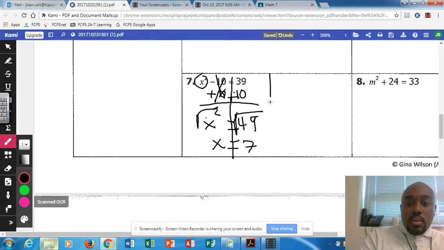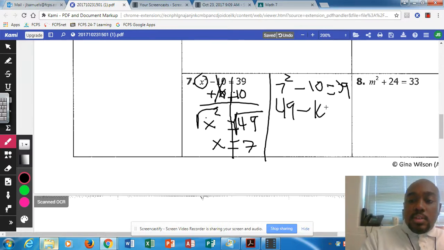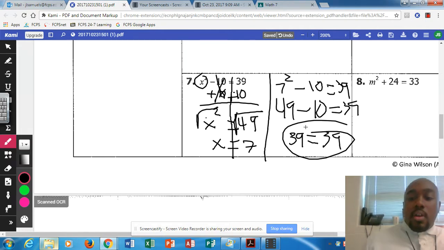Now, as you all know, we are not done because we have to check our answer. If we plug in 7 where we see the x, 7 squared minus 10 should give us, if we did it correctly, 39. Let's check it. 7 squared is 49, and 49 minus 10 does equal 39. And we do get a true statement at the end, so we know we are correct.